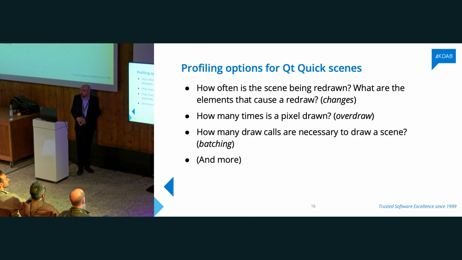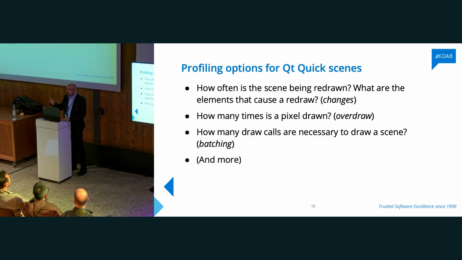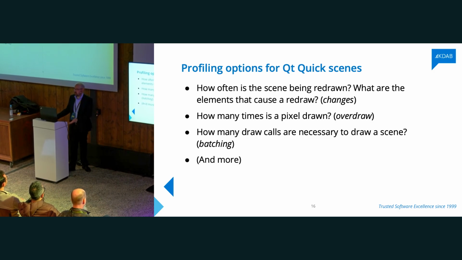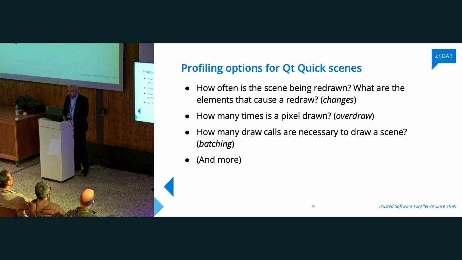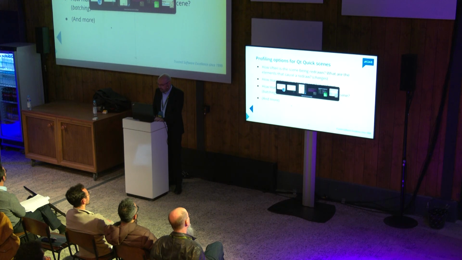And there are a few questions that I can start asking. For instance, how often is my scene redrawn? Do I have something which is constantly redrawing my screen 60 times per second? I can do that, but of course that puts some strain on my system resources, or it is just draining my battery. How many times is a given pixel drawn? If I have too many things stacked on top of each other, that single pixel may be drawn a number of times, and that's not good for performance. How many draw calls are necessary to draw a scene? Ideally, the fewer the better, but how many exactly? This is called batching, and more. And all these profiling options are available, again, just one click away.